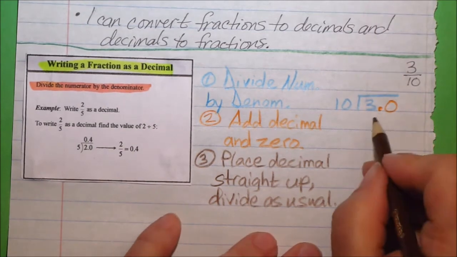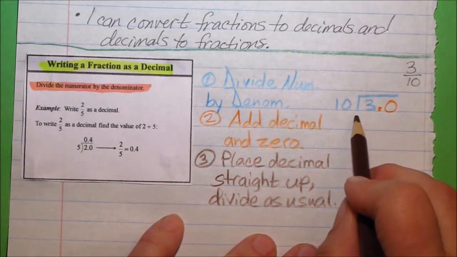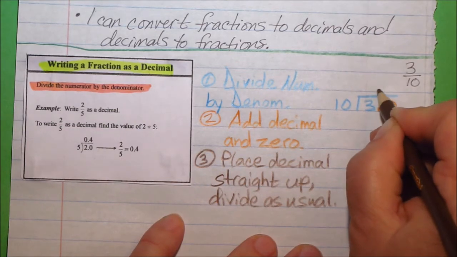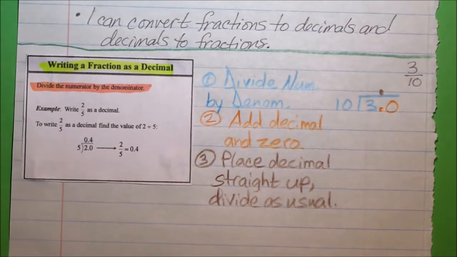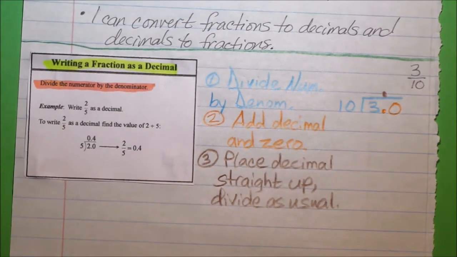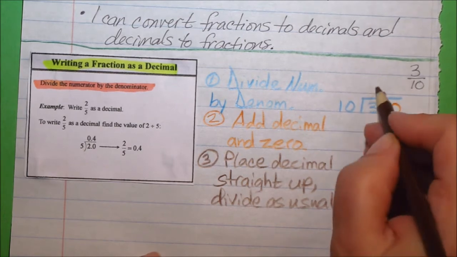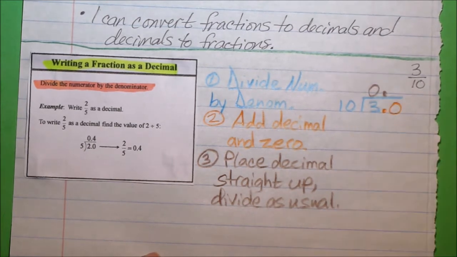Okay, so that means wherever that decimal is, which in this case is right after the 3, I'm going to put it straight up into where my quotient will be. And you don't want to forget that part, or that'll change the answer completely. But now I'm going to think to myself, well, can 10 go into 3? No, it doesn't. So I'm just going to put a 0 there. It's really just a placeholder.